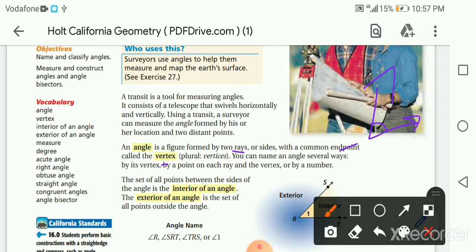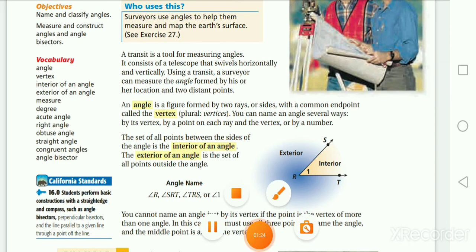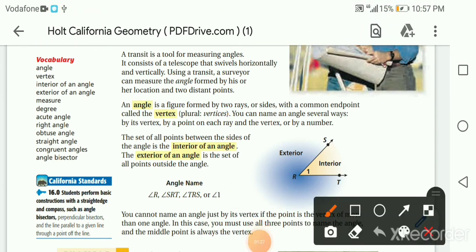You can name an angle several ways: by its vertex, by a point on each ray and the vertex, or by a number. As you see here in this angle, I have this orange one. This is the interior, and the outside is the exterior. I can name the angle SRT, or TRS, or just angle R, or I can say it's angle 1.